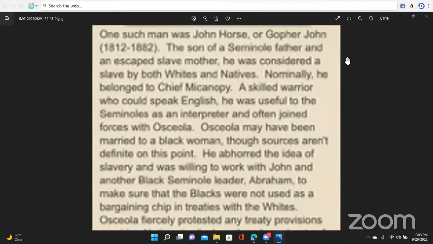"He abhorred the idea of slavery." What I tell you, we didn't do that. That's not our culture. "And was willing to work with John and another black Seminole leader, Abraham." I wonder if that's Lincoln. The one they said they made white. The real Lincoln was from Barbados. "To make sure that the blacks were not used as bargaining chips in treaties with the whites."